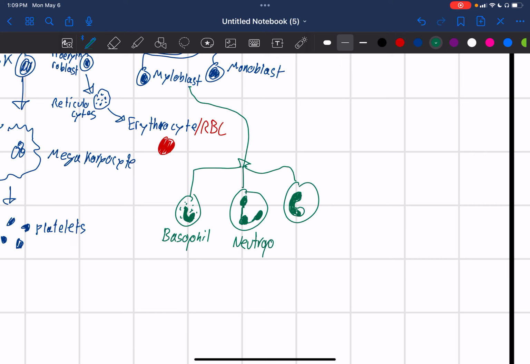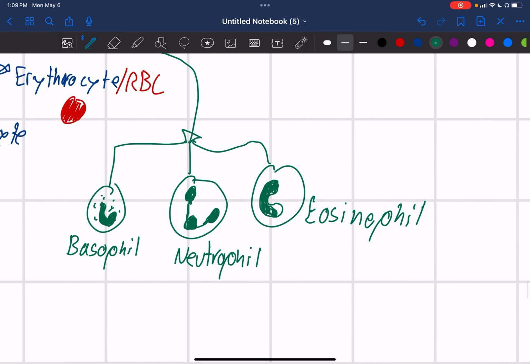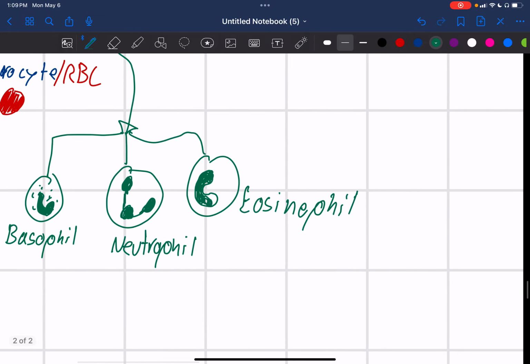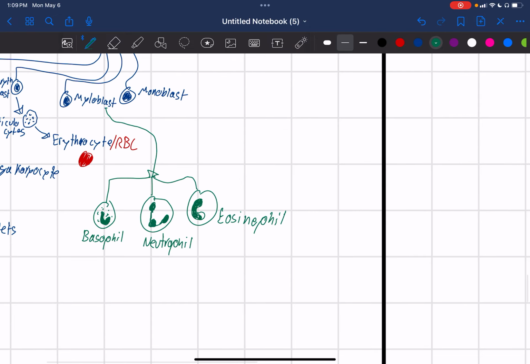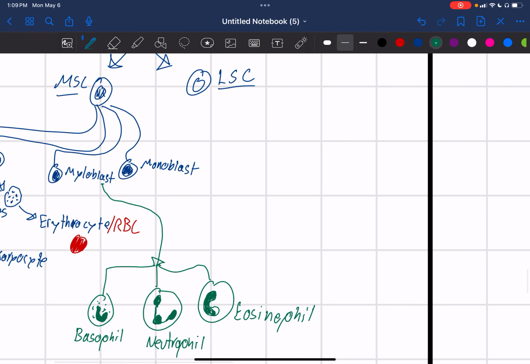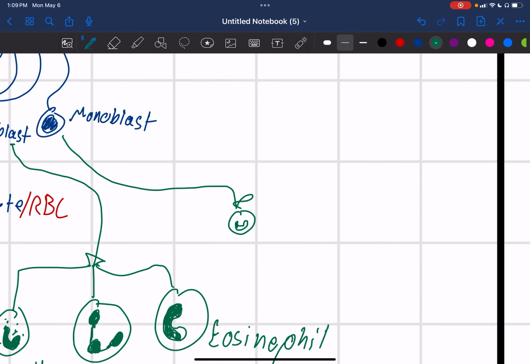Neutrophil and eosinophil, right? So the basophils, these little dots are granules, and that is that. So yeah, we have the basophils, neutrophils, and eosinophils. And then from the monoblast, we have a different kind. So we're going to put this arrow right here, and we're going to have a monocyte. The monoblast then turns into a monocyte. And then the monocyte then turns into the macrophage.